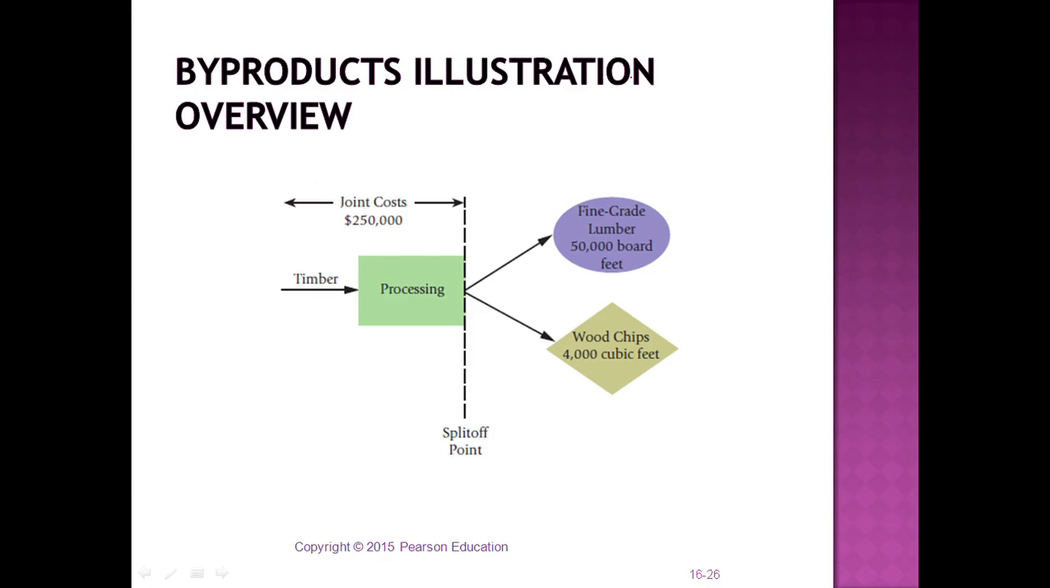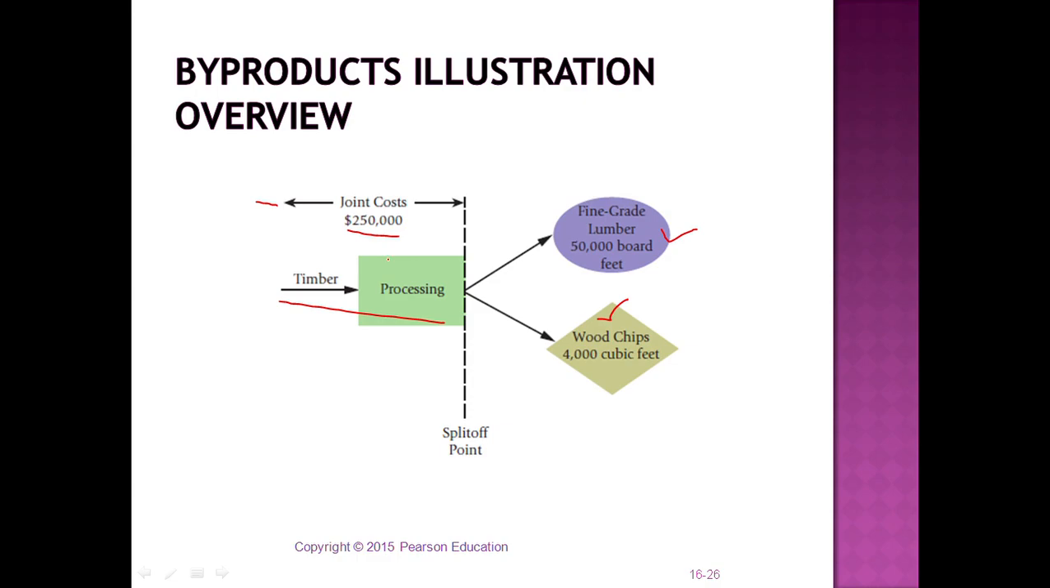Okay, so let's take this example of a timber company. Let's say they have a joint cost of 250,000 and some processing took place. At the split-off point, they have two products. One is fine grade lumber, which is your main product, and then you receive wood chips, which could be a byproduct.